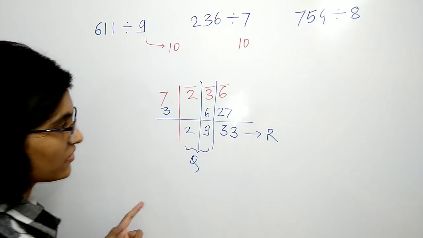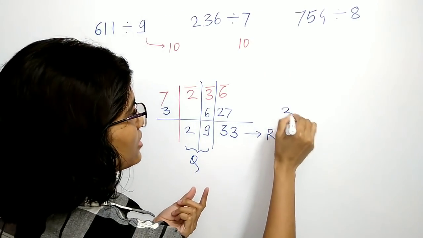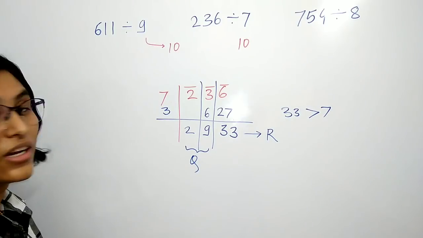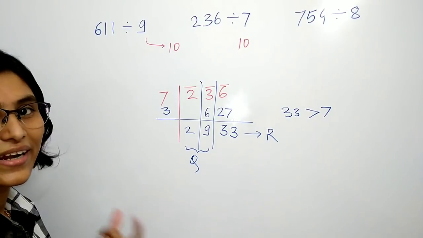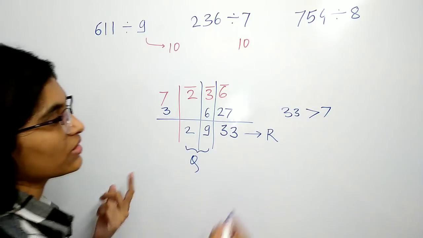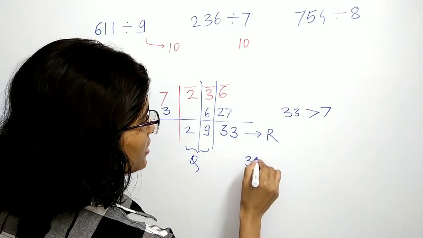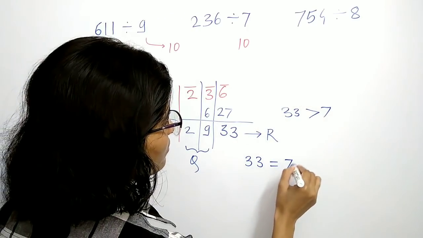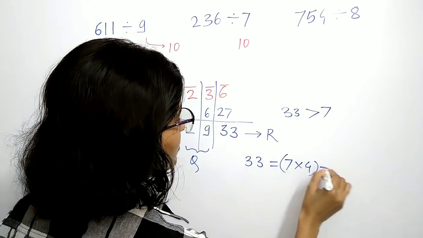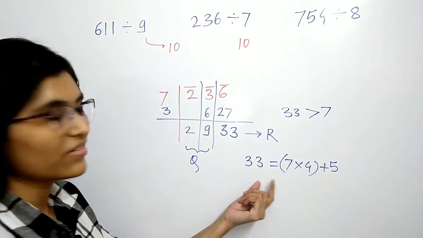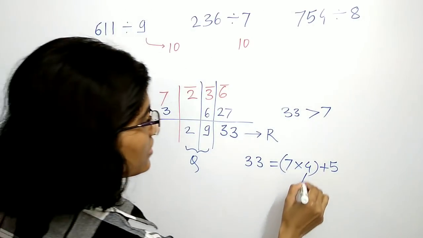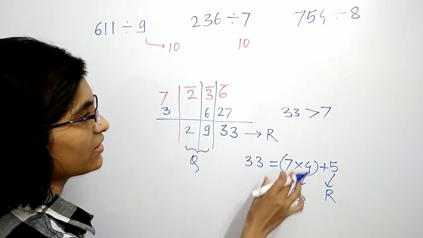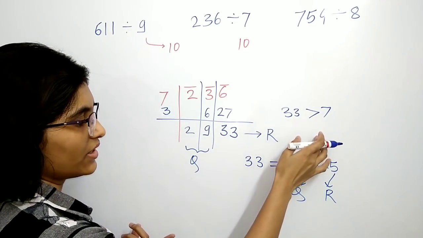But look at this remainder. The remainder is 33 and which is greater than 7, right? We are dividing by 7. But we know that the remainder cannot be greater than 7, right? So for this you take 33. Now divide this 33 by 7. So we have 7 times 4 plus 5, which is 33. Now this is the quotient and this is the remainder when we divide 33 by 7, right?